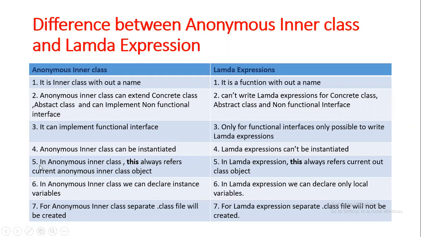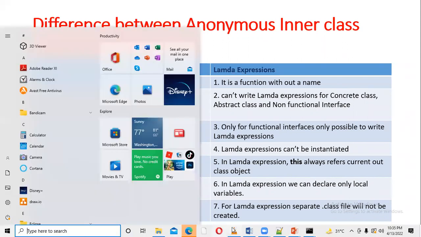In the fifth point, in an anonymous inner class, the this keyword always refers to the current anonymous inner class object. But in the case of a lambda expression, this always refers to the current outer class object. We have to see this point practically. Let's go and check it out.